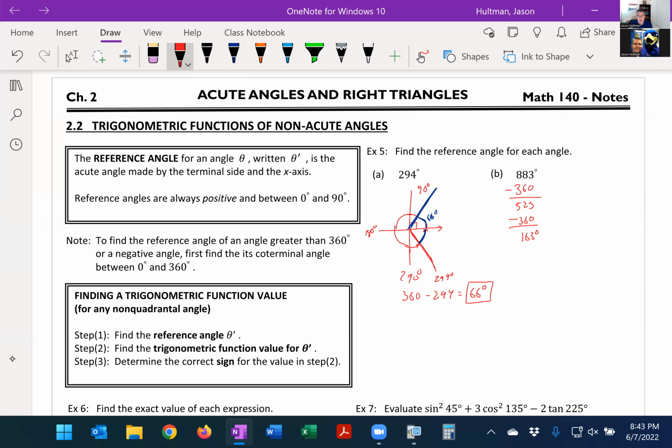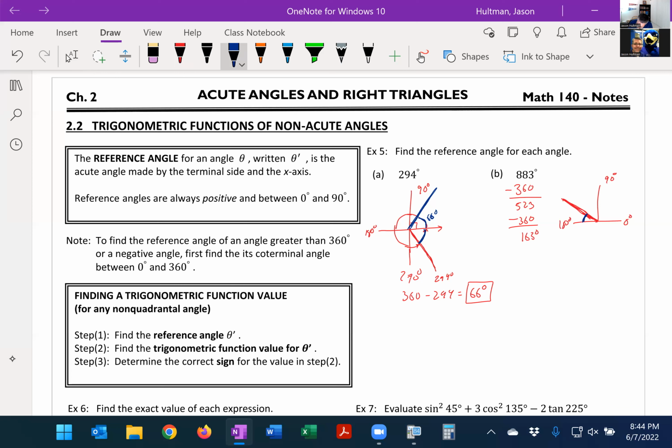So where is 163 located? Well, that's located in the second quadrant. Why the second quadrant? Because again, the first quadrant is from 0 to 90, and the second quadrant is from 90 to 180. So the angle that I'm looking for is 163 degrees. So it's going to be somewhere between 90 and 180. But I want the reference angle. So how am I going to find the reference angle here?